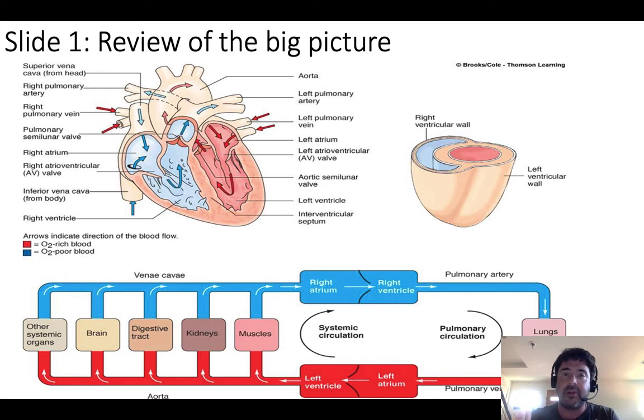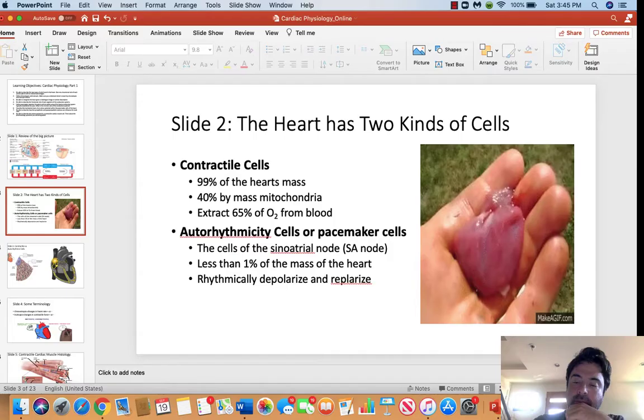So we have an alternation between systemic circulation, which is intended to deliver oxygen nutrient-rich blood to tissues, and then we have pulmonary circulation, which takes that carbon dioxide-rich blood to the lungs, where we can get rid of that carbon dioxide and pick up more oxygen.